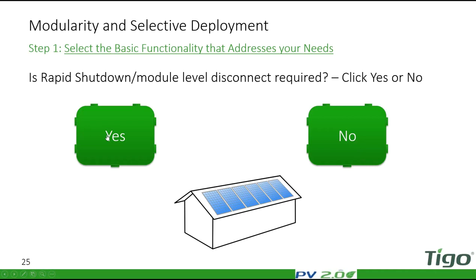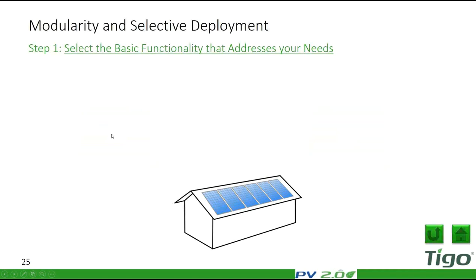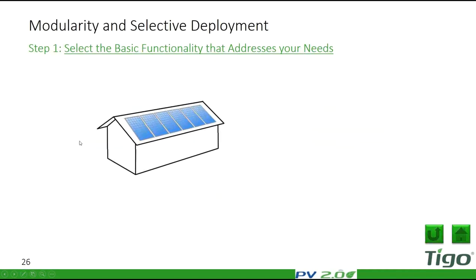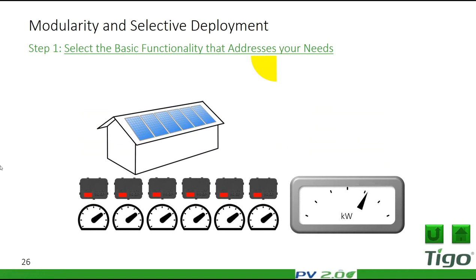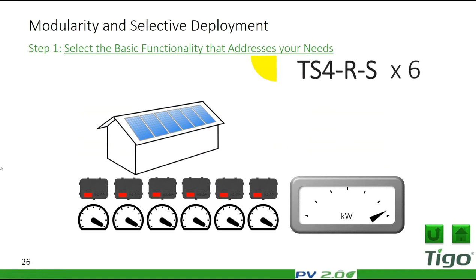Okay, so I'll choose yes because I'm putting it on my house and it's very important for me to know that my house is protected. Plus, maybe I get some insurance benefits because firefighters can shut down the system in case of an emergency, which is good. In this case, the basic design, I have 6 modules, a relatively small house, and I would like each and every one of them to have TS4 retrofit safety in order to enable module level disconnect. Now, moving on.